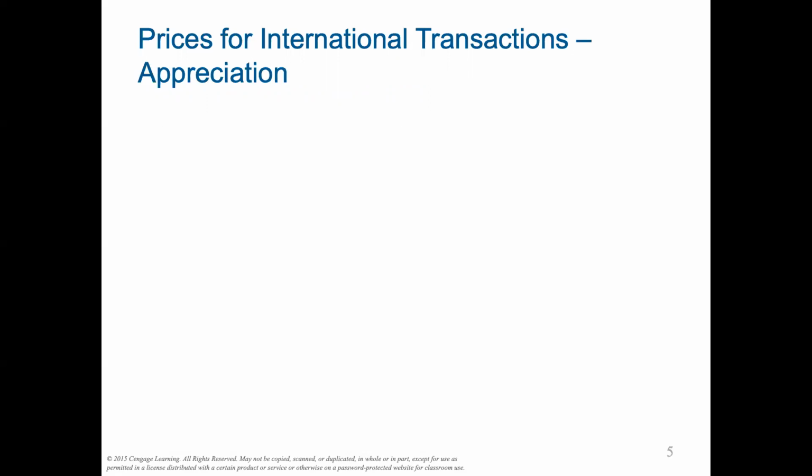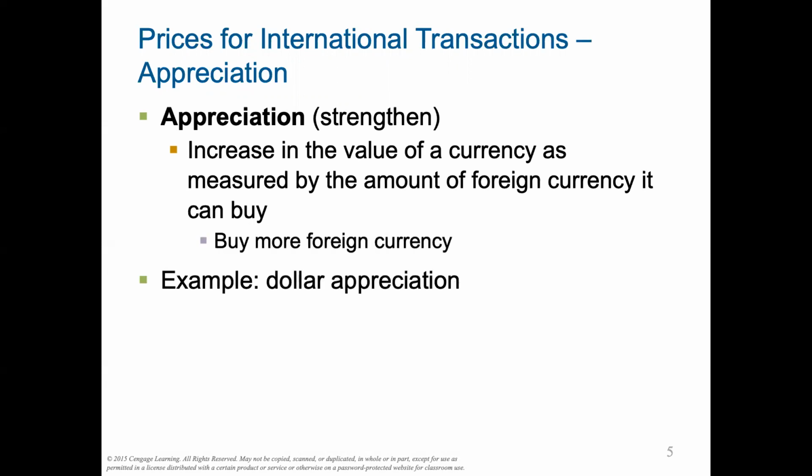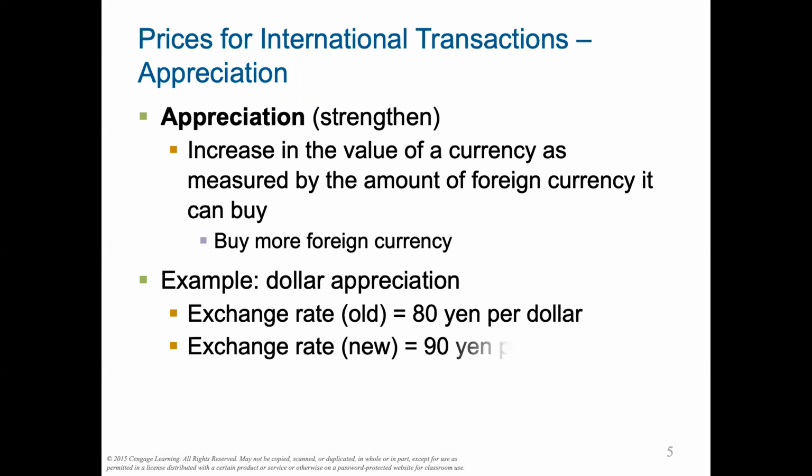Now, prices can appreciate, which means they strengthen. And what that means is that there's an increase in the value of a currency as measured by the amount of foreign currency it can buy. It can buy more foreign currency. So if the dollar was to appreciate, and the exchange rate used to be 80 yen per dollar, and it becomes 90 yen per dollar, what are we doing? We are getting more yen per dollar.